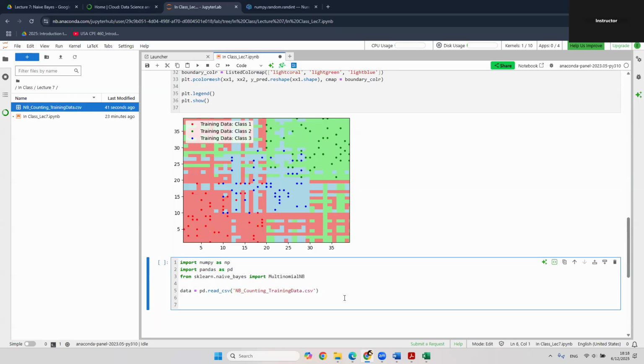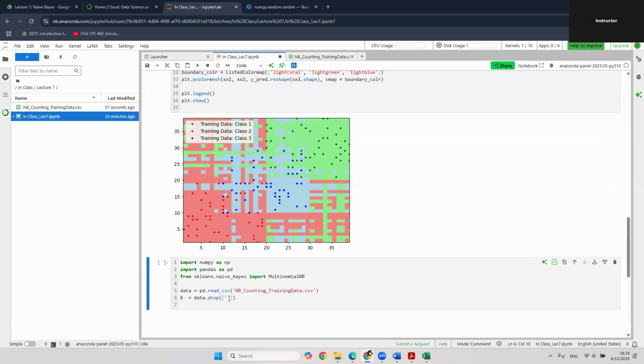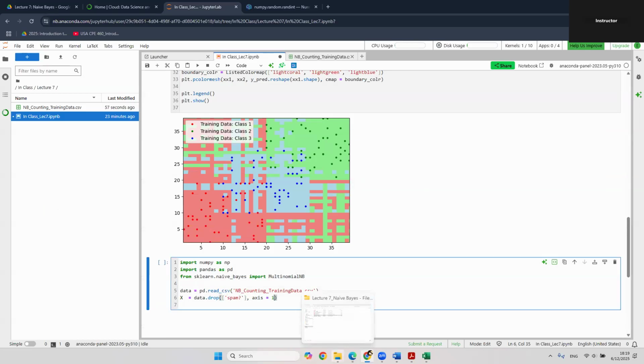CSV. Okay, so I go to data.job, and then let me see, what is the name of it? Spam question mark. Okay. Spam question mark. X equal to 1, and then y equal to data spam.